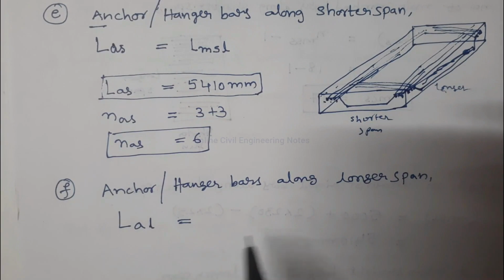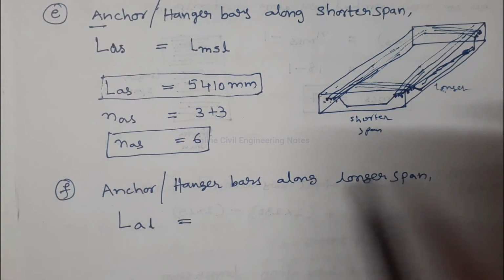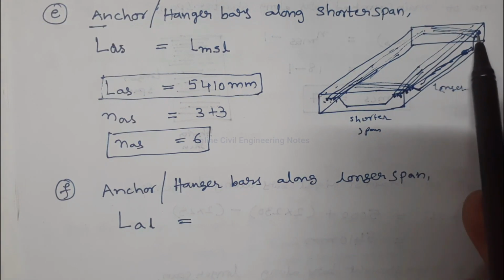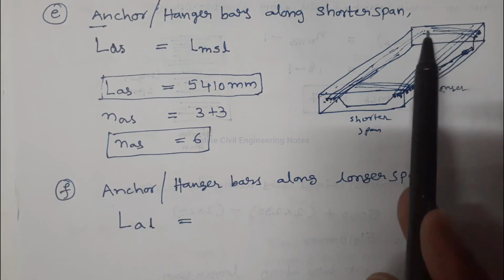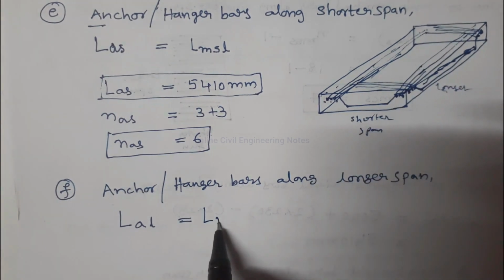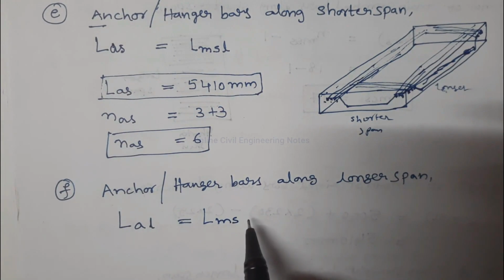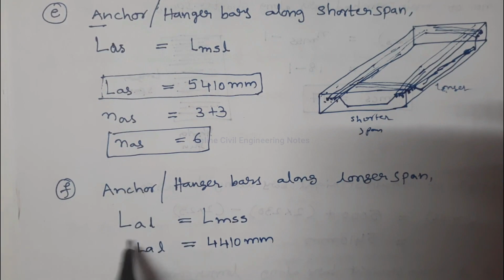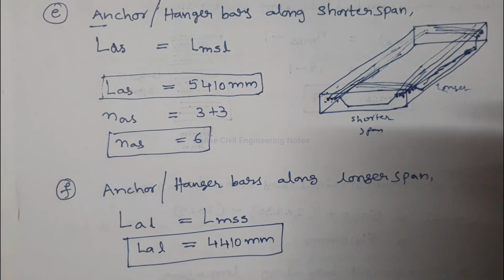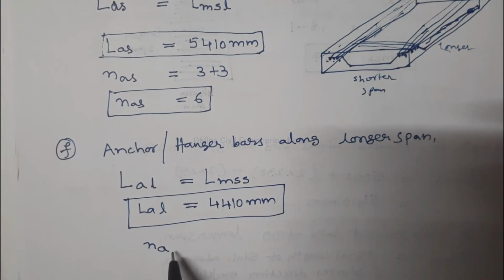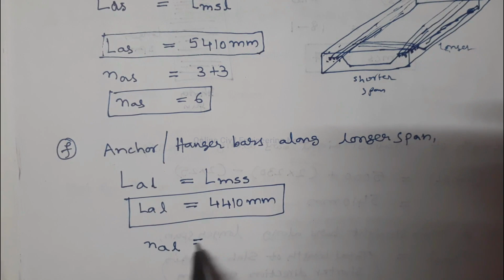Next one is anchor bars or hanger bars along the longer span. See, these are the anchor bars provided in the longer span. The length is equal to length of shorter span main steel bar. So length of main straight bar in the shorter span is 4410 mm. Similarly, number of hanger bars along longitudinal span is equal to 3 plus 3, 6 numbers.